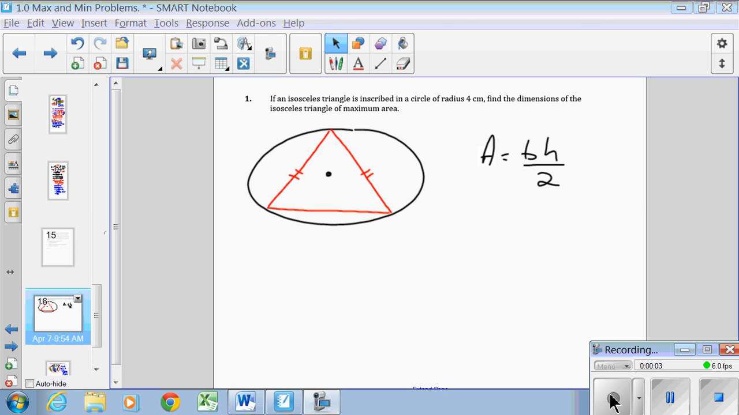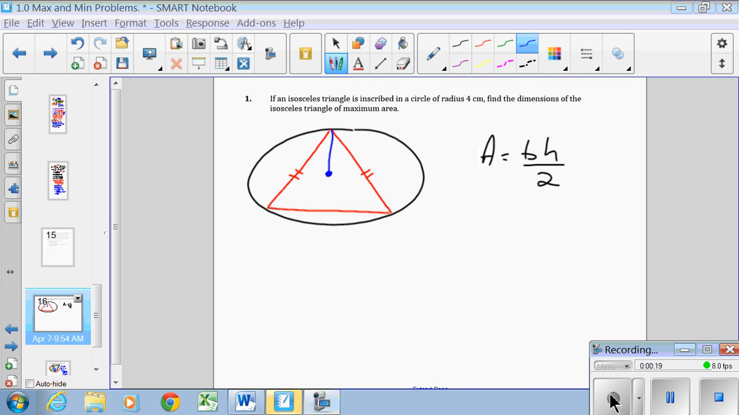This is the isosceles triangle problem from our homework, from our maximum and minimum problems. I started off with a circle and the isosceles triangle drawn inside the circle. And now I just want to add the information about the circle to our diagram. It's very similar to what we did with the cone earlier on.